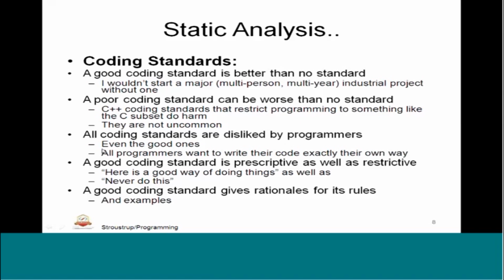So good standards also, the programmers sometimes don't like to follow, but the independent IV&V team makes sure that they are all in place. All the programmers want to write their code exactly their own way. That is the problem. A good coding standard is prescriptive as well as restrictive, meaning it should be very crisp: here is a good way of doing things, as well as never do this. That means you should tell both the assertive and the negative in terms of standards.